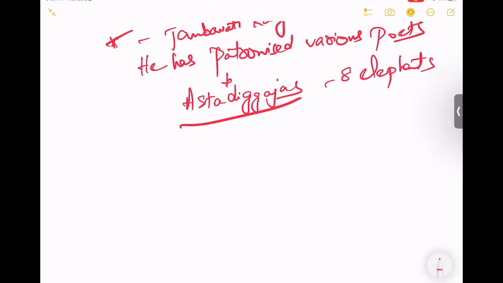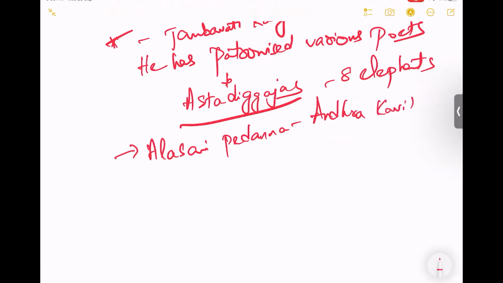Okay. And then you can mention some of these poets, like you can write about Allasani Peddanna. He is called Andhra Kavita Pitamaha. Andhra Kavita Pitamaha. Okay. And his popular book is Manucharita.